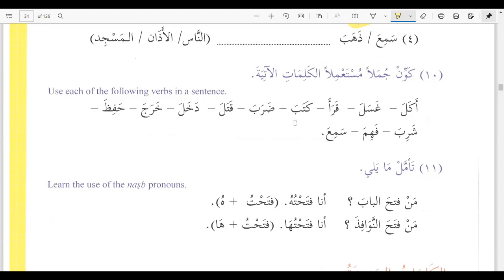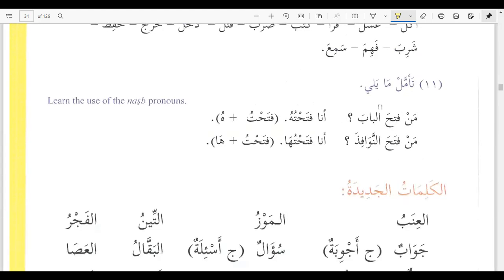You can do it as homework, and we go next there. Learn the use of the nasab pronoun. Man fatahal baba? Who opened the door?